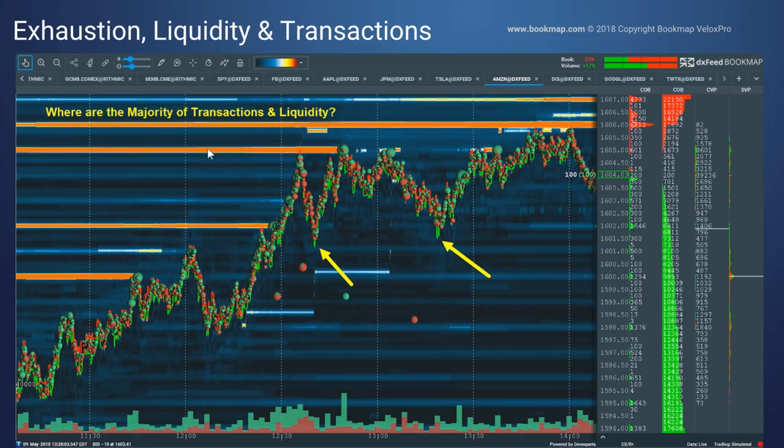Let's take a look here at what I mean by exhaustion. It's the opposite of absorption, basically. It just means that there's a lack of trading, a lack of interest in trading at those areas. Okay, so with exhaustion, you do not see high liquidity. You do not see transactions. You don't see any action.